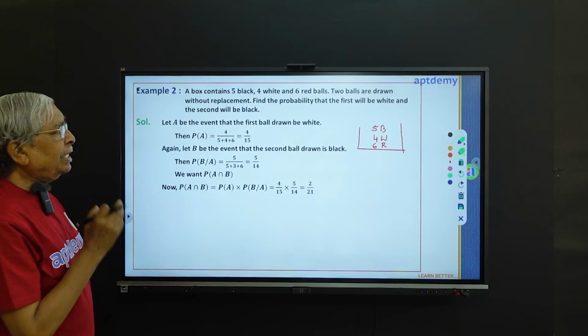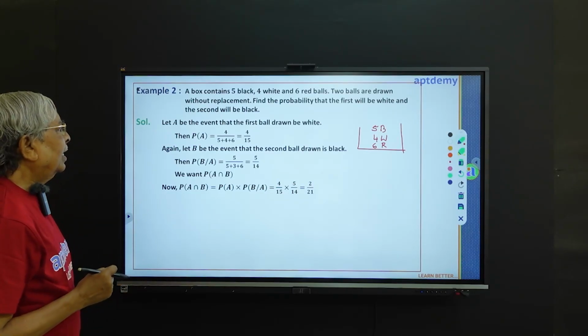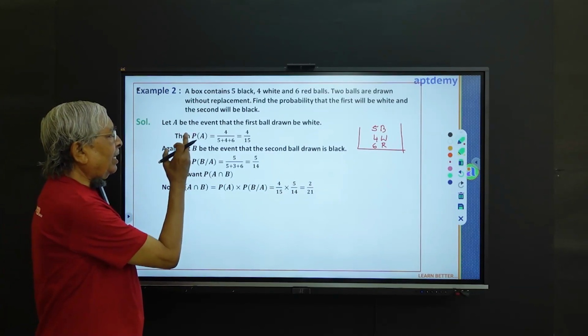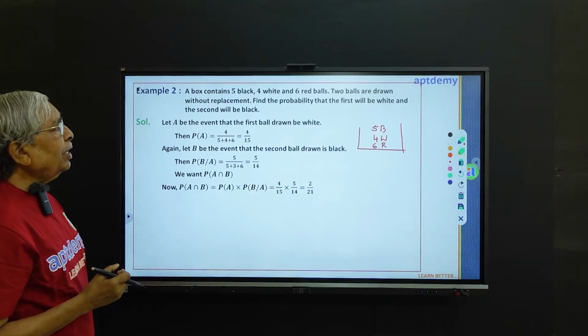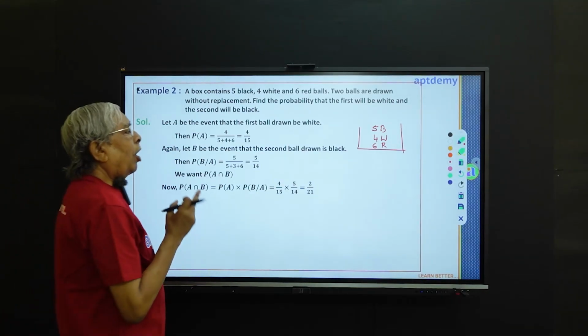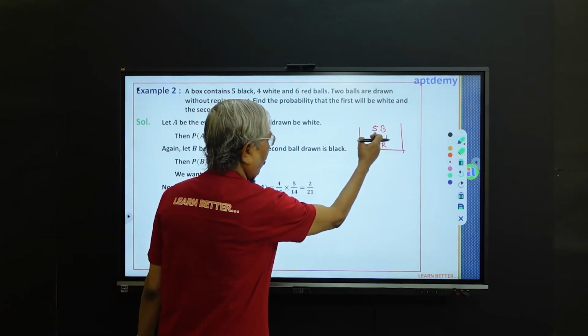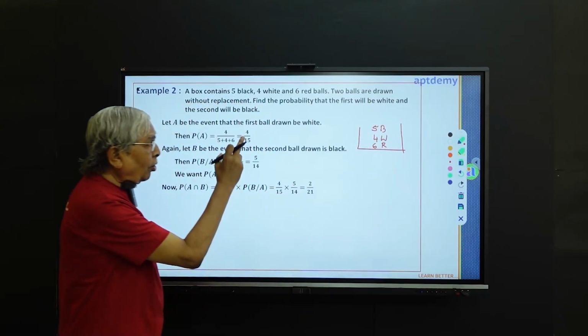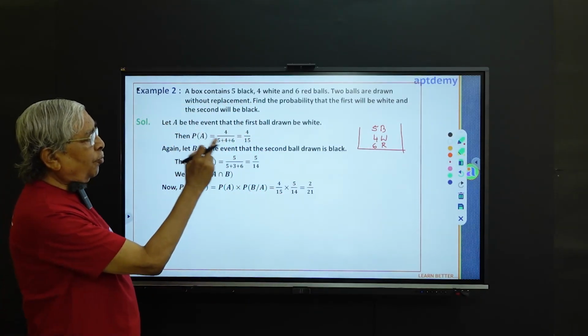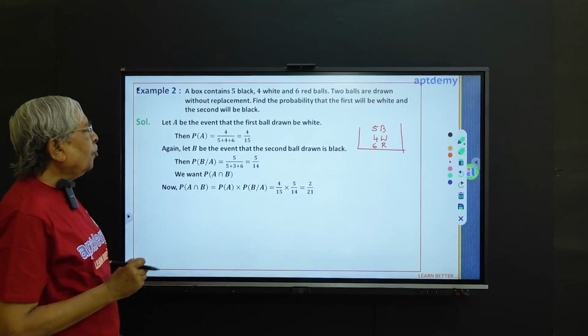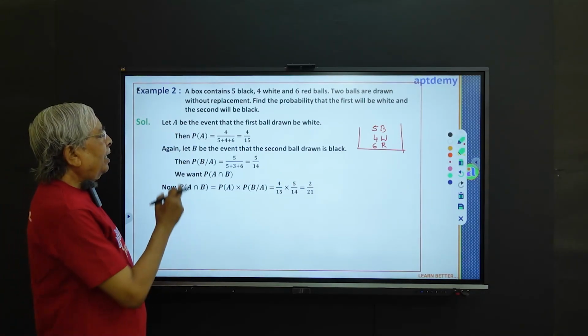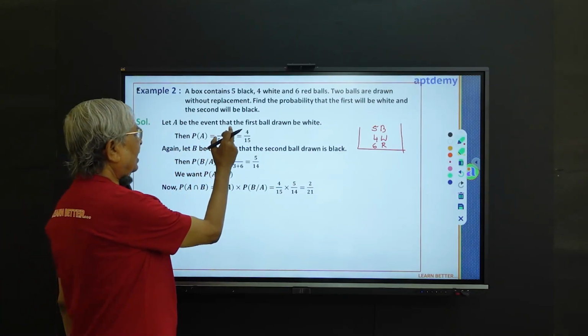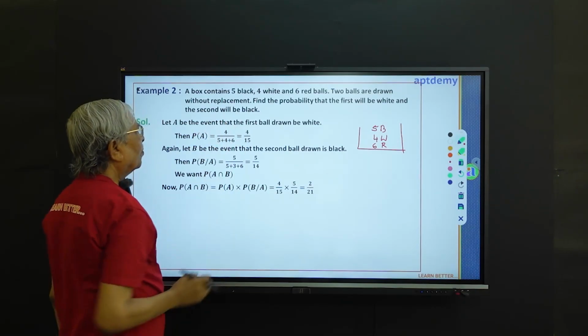So let us consider the two events. Let A be the event that the first ball drawn is white. So how many white balls are there? 4. What is the total number of balls? That is 5 plus 4 plus 6. So what is the probability of A? 4 by 5 plus 4 plus 6, that is 4 by 15.